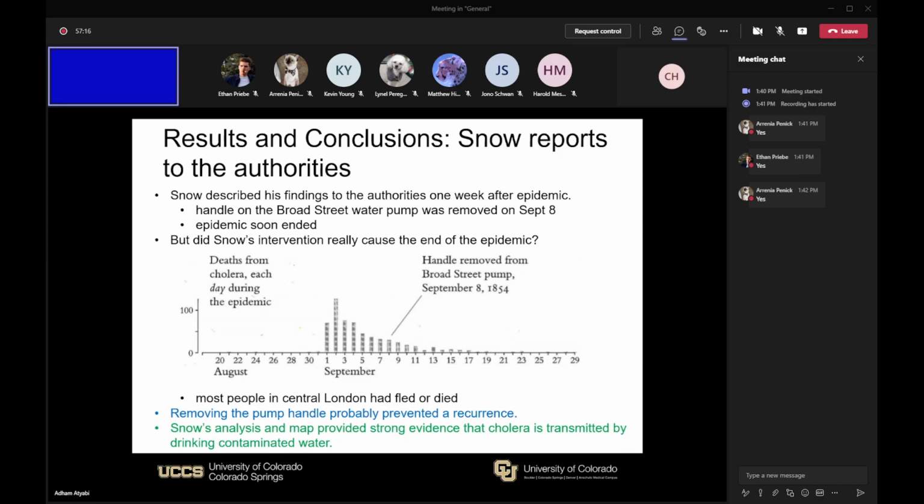So at a minimum, removing the pump handle prevented reoccurrence of cholera. So we can say that there are several recognized difficulties in evaluating the effects of his intervention. Since most people living in central London had fled, the disease ran out of possible victims, which happened simultaneously with shutting down the infected water supply.